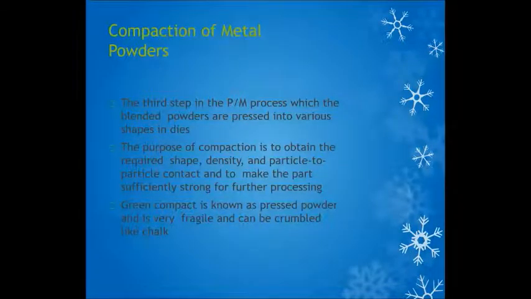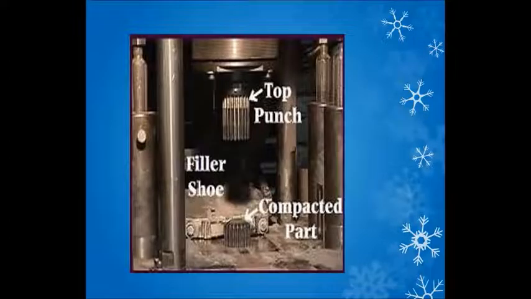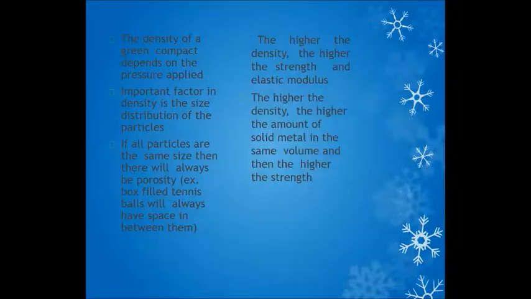Compaction of metal powder is the third step in the powder metal process, in which the blended powders are pressed into various shapes in dies. The operation uses an upper punch, a lower punch and a die, as shown, along with the filler shoe, top punch and compact part. There are various shapes utilized in the powder metallurgy process.